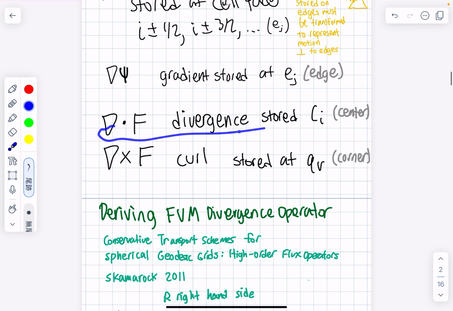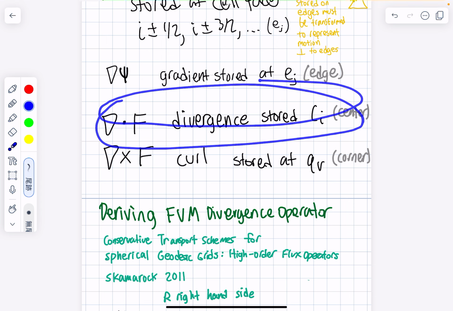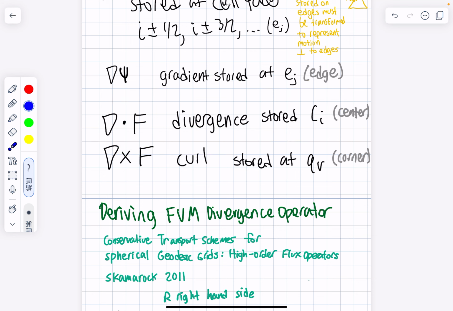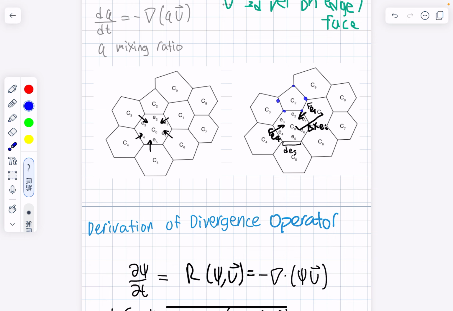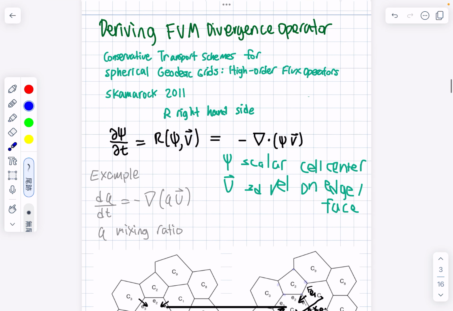And divergence, which is a sum of all of the contributions at each edge, for example, 6 contributions, that's going to be stored at the cell center. And then the curl, which is how much something rotates around something, if you're talking about velocity for the flux, is stored at QV, which is the corners. There's 5 corners or 6 corners.